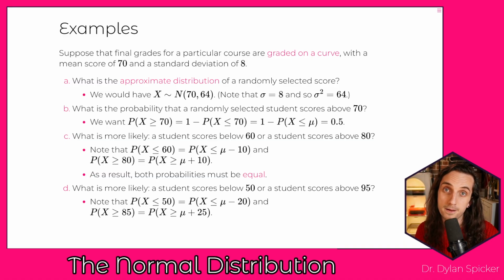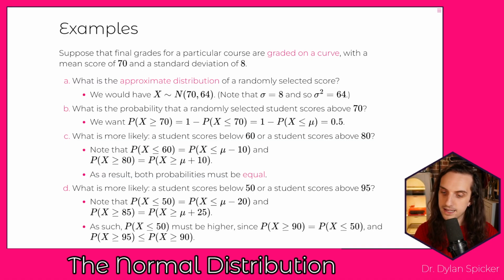So the probability that x is less than or equal to 50 is the probability that x is below mu minus 20. The probability that x is greater than or equal to 95 (it should say 95 there) is mu plus 25, right? And so as a result, the probability that x is less than or equal to 50 must be higher, since it's equal to the probability that x is greater than or equal to 90, but that is going to be an upper bound on the probability there. And so we can see that from the sketch, or we can work through it algebraically to get to that response.